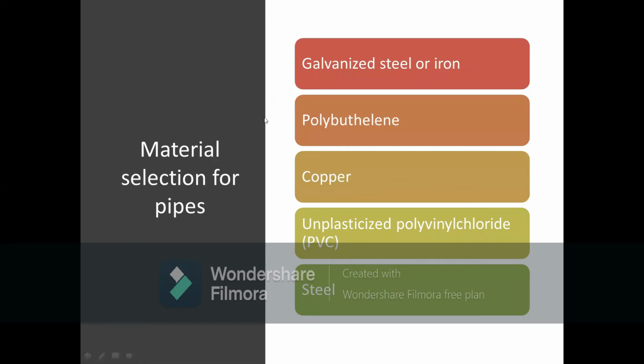So for the material selection for our pipes, we have come up with 5 different materials which we had researched. The first being galvanized steel or iron, followed by polybutylene, then copper, and then unplasticized polyvinyl chloride, otherwise known as PVC, and lastly steel.